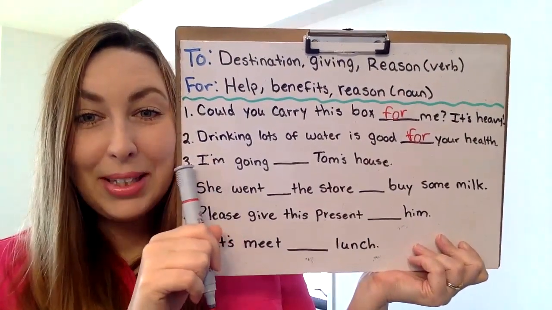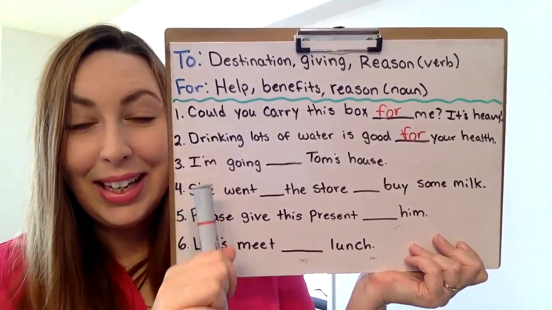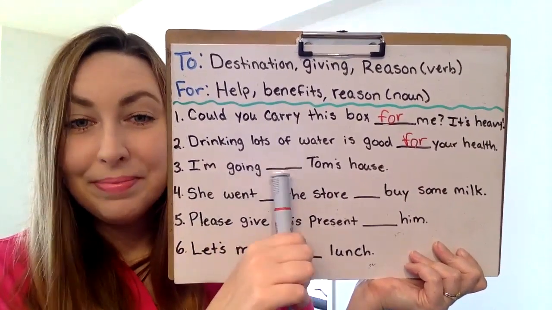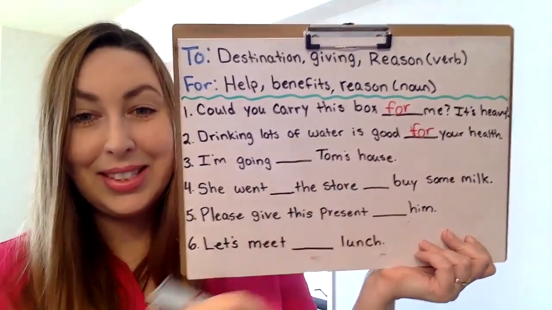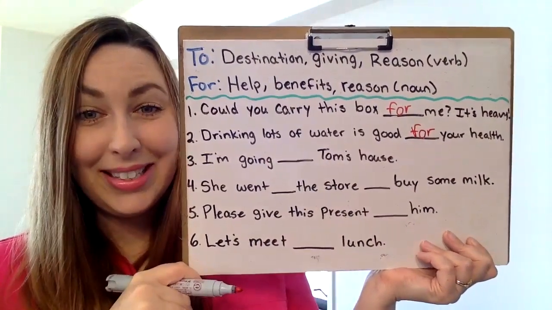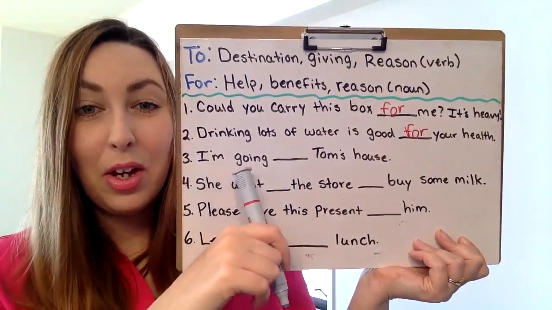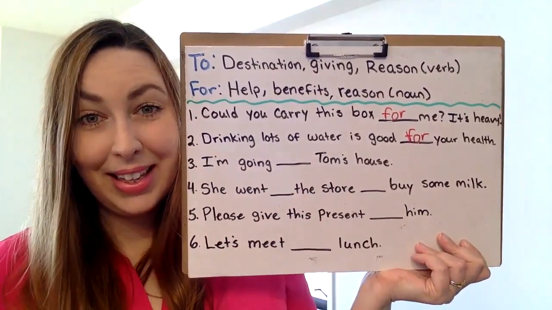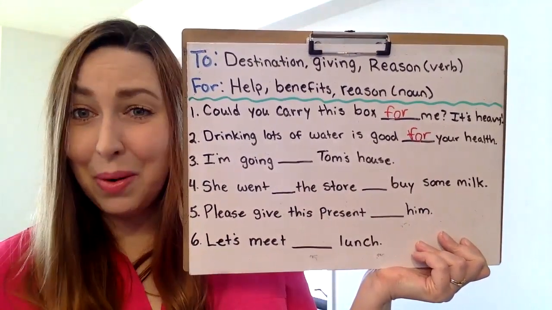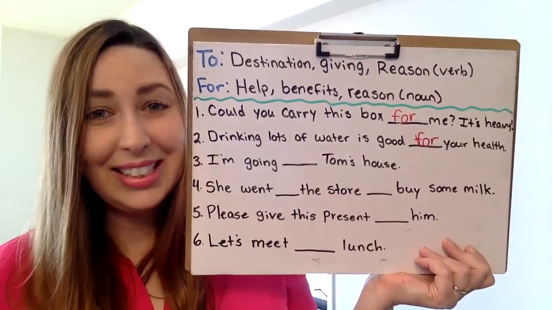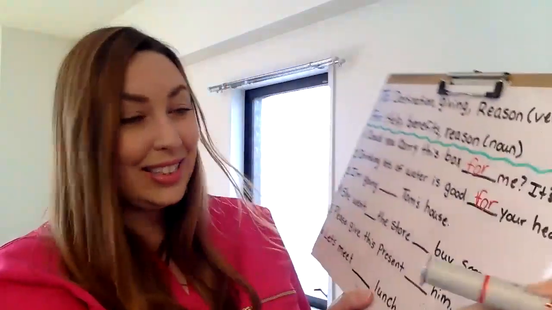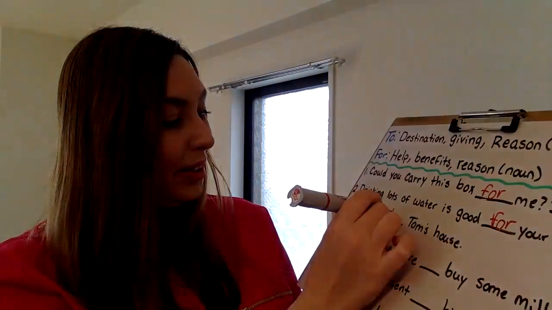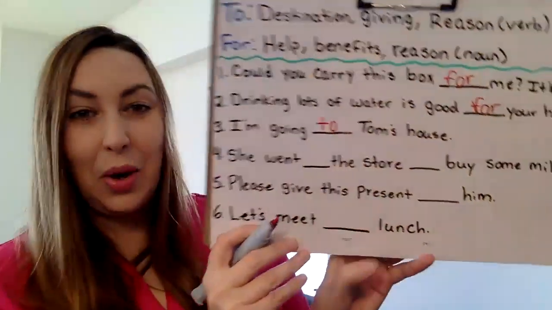So, number 3, let's try this one. I'm going ___ Tom's house. Easy one. This should be easy, right? I'm going ___ Tom's house. All right, which one do you think? 2 or 4? Should be pretty easy. All right, the correct answer is 2. Hopefully that one was okay.